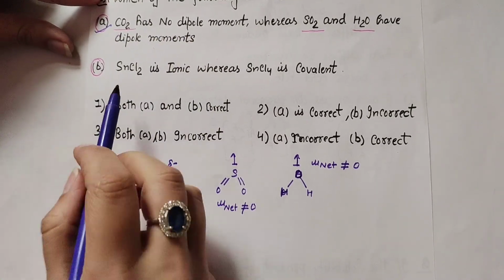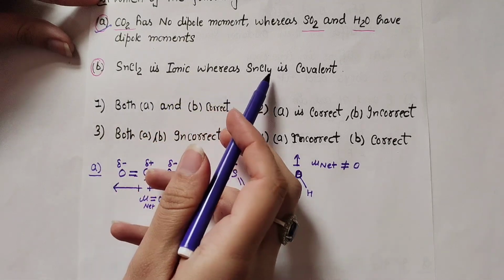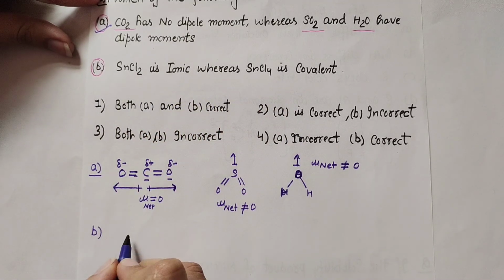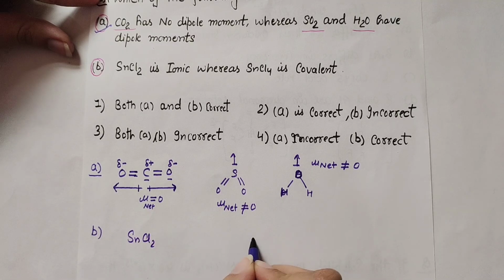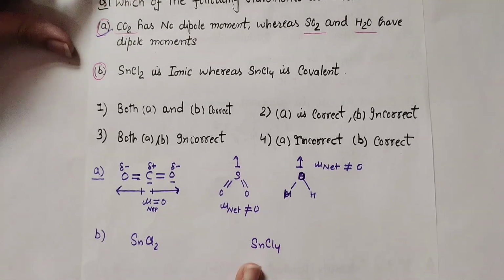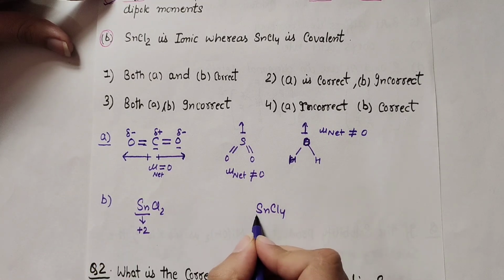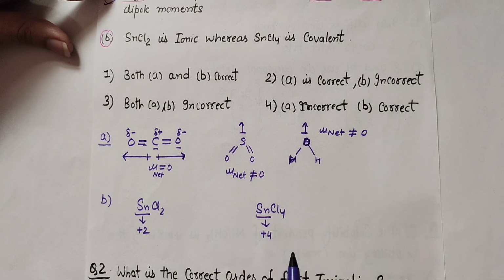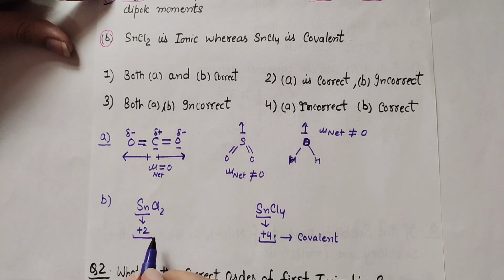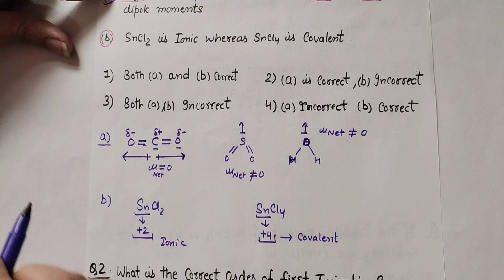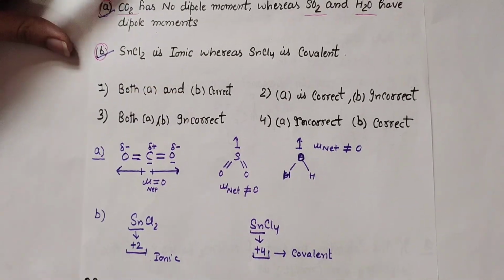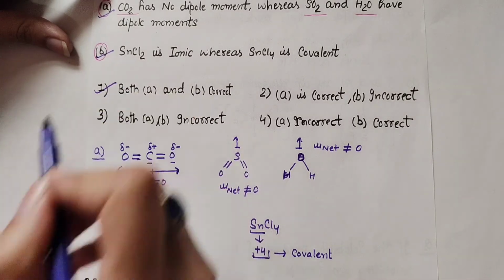Moving on to the second statement, it says SnCl2 is ionic whereas SnCl4 is covalent. Let us write SnCl2 and SnCl4. Among these two, the oxidation state of tin, that is Sn, is +2 in SnCl2, and in SnCl4 the oxidation state of Sn is +4. Due to this high +4 oxidation state there will be increased covalency, so SnCl4 has a covalent structure, whereas SnCl2 will have the ionic structure. So the second statement is also correct. So the answer for this question is both A and B are correct. So this is the right answer.